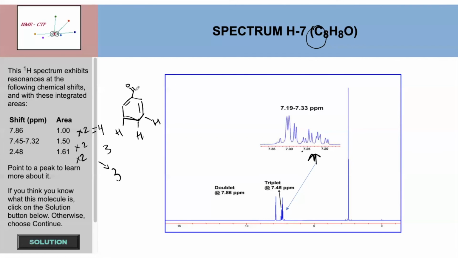Okay, we have a double bonded oxygen over here. Let's say we have a methyl. Okay, count our carbons. Do we even have enough? 1, 2, 3, 4, 5, 6, 7, 8. We do. This is a pretty good indication that we're on the right track.